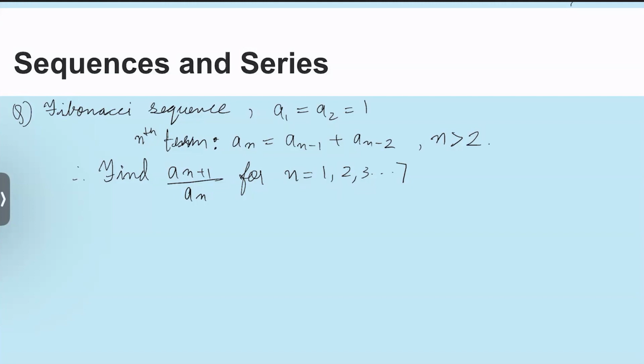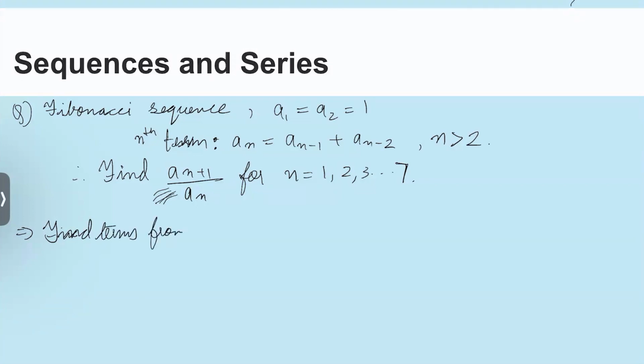So let's quickly do so up to 7. We need to find up to 7. And also we can see that if your an becomes a7, you need all the way up to a8 for this part of the evaluation. So let's find terms from A3 up to A8.